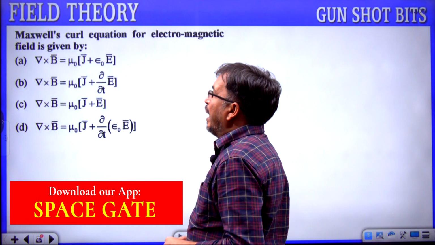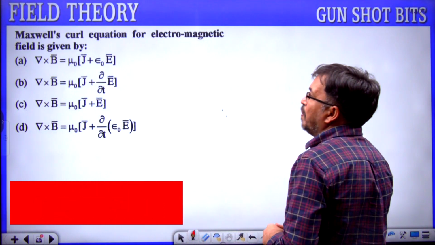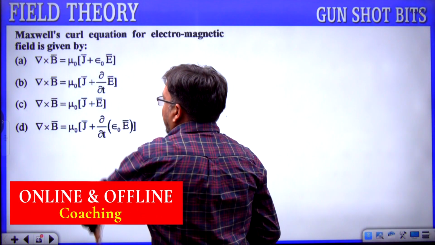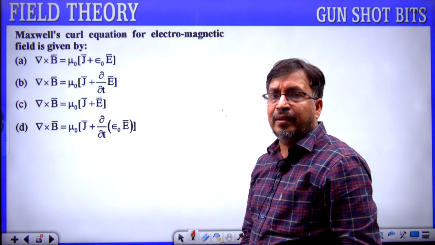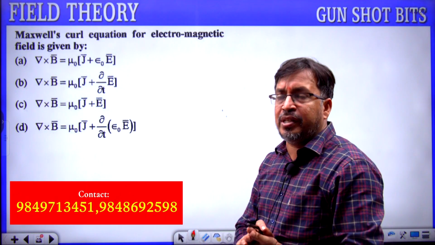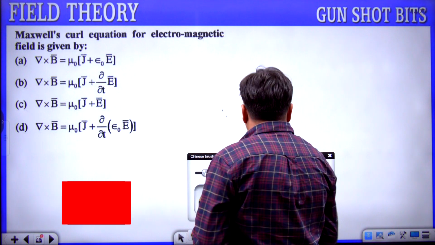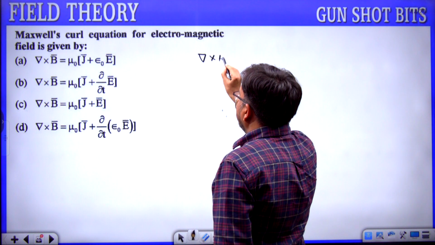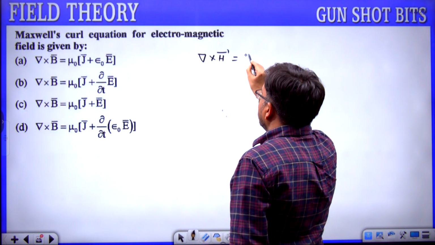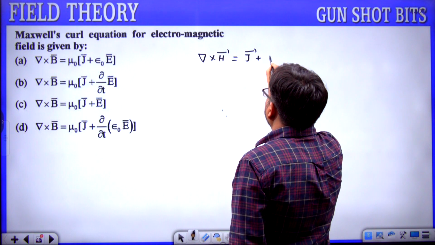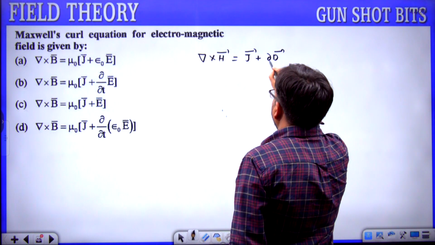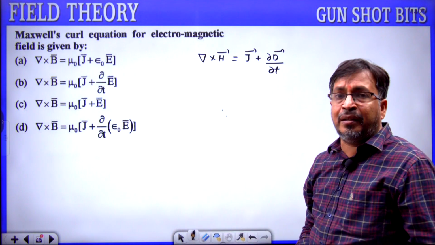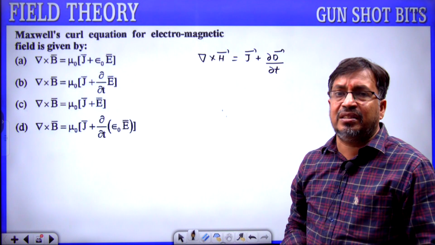Next question: Maxwell's curl equation for electromagnetic field is given by. All the options are given in terms of curl and B. But to understand this question, we know that from Ampere circuit law, in time varying fields, the modified Maxwell's equation is curl H equal to J plus dou D by dou T. Here H is magnetic field intensity, J is current density, and D is electric flux density.